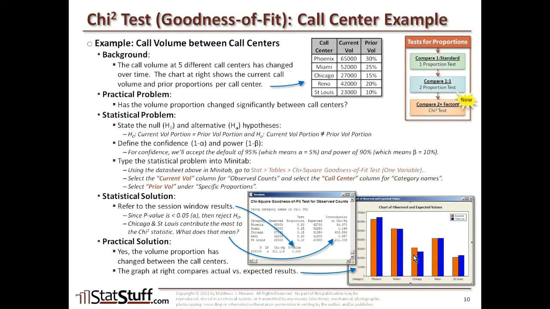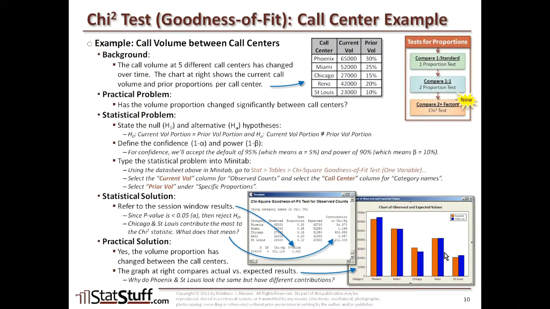In this case, it's not equal like we've seen before for the expected counts, but we define the expected counts based off of what the prior volume was. And that's what's reflected here in what's orange. And the blue represents what we actually observed for the current volume. So based off of this, here's again the largest difference that we're seeing between Chicago and Phoenix.